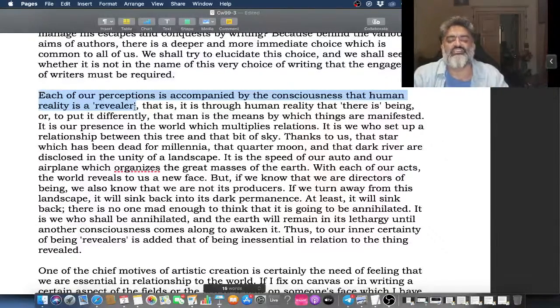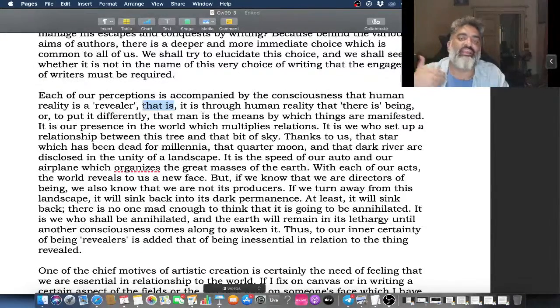Each of our perceptions is accompanied by this funda, whatever this funda means: human reality is a revealer. Just hold the sentence, don't think about it too much. When I look at this, that means he's going to explain the same idea again. If you did not understand it the first go, pay attention to this. You need to know you did not understand it so that you can use it. Going passively is the worst thing possible, right?